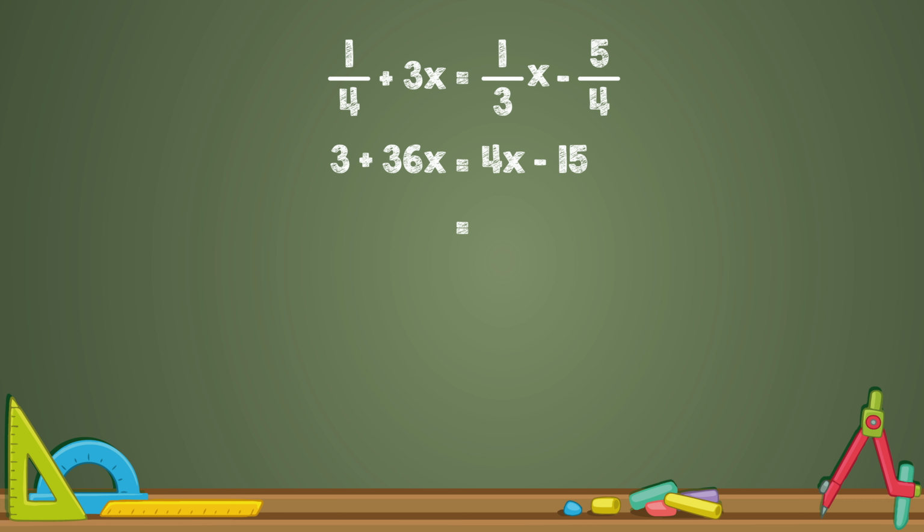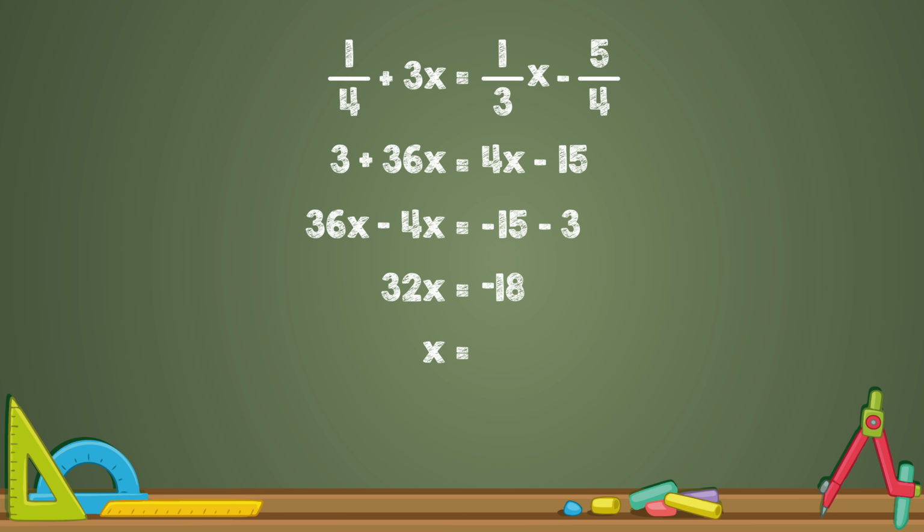All terms with an x are placed in the left-hand side, all terms without x are placed in the right-hand side. 36x and -15 will remain, 3 we will move, so that will be -3, and we will also move 4x, which will be -4x. We calculate the left-hand side and the right-hand side. 36x minus 4x equals 32x and -15 minus 3 equals -18.